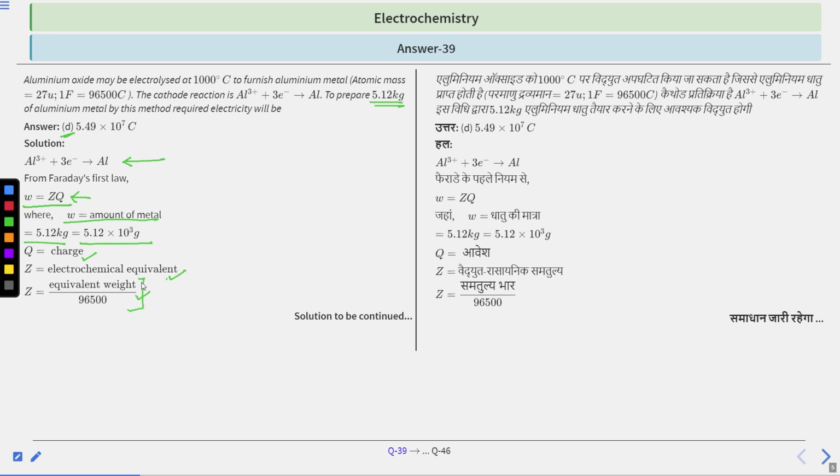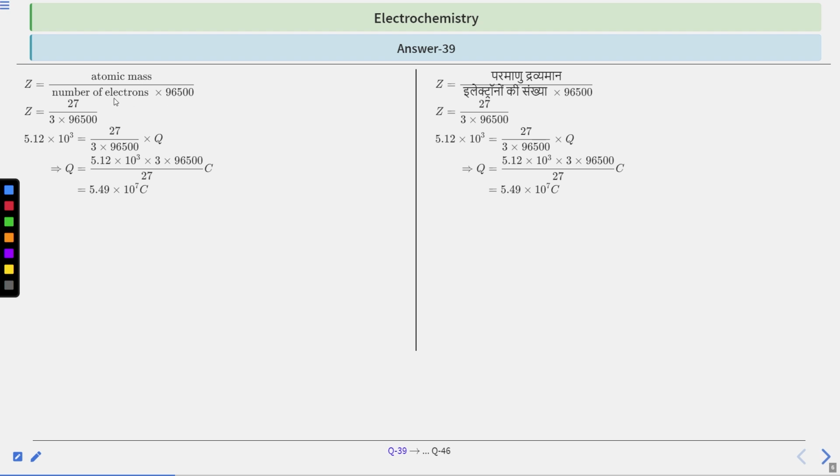So equivalent weight, we can write it as atomic mass divided by the number of electrons, and in the denominator we have 96500. So atomic mass is 27 unit, it is given. Number of electrons is 3 in the reaction, which is given, and 96500 is a constant. So the Z value is this. Now we put it in the initial formula, that is W is equal to Z times Q. So W is equal to 5.12 times 10 to the power 3 gram is equal to the Z value, which we just calculated, times Q.